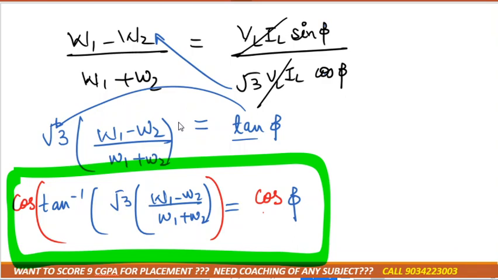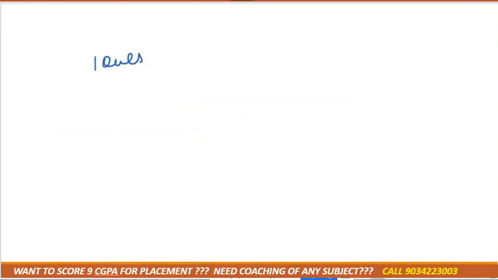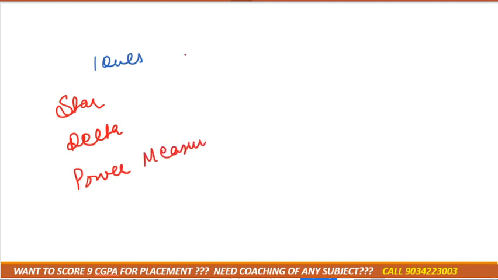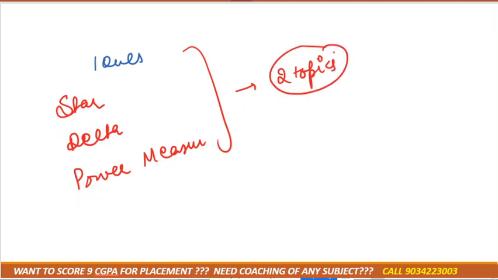So there are only three topics. This is very scoring, three phase. What are the three topics? One is the star, another is the delta, and another one is the power measurement. And from these three topics, two topics will definitely come. Okay, so that's why it is very scoring.